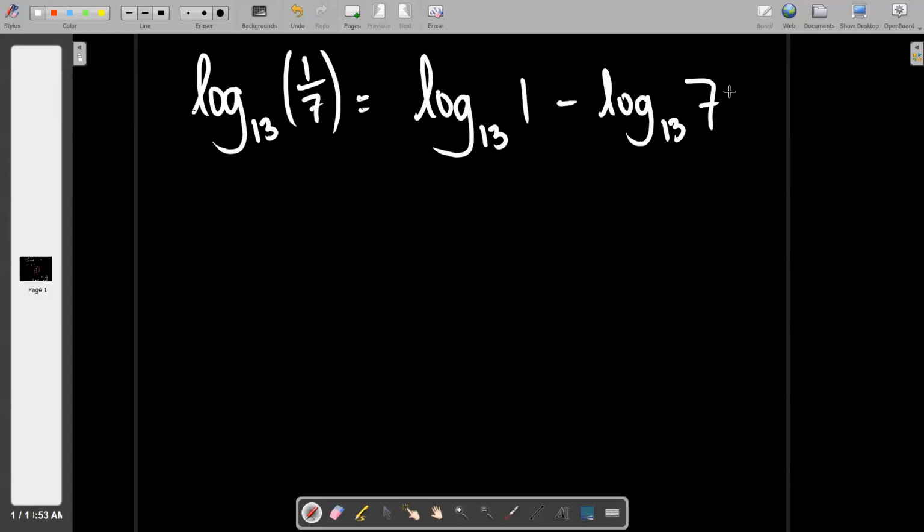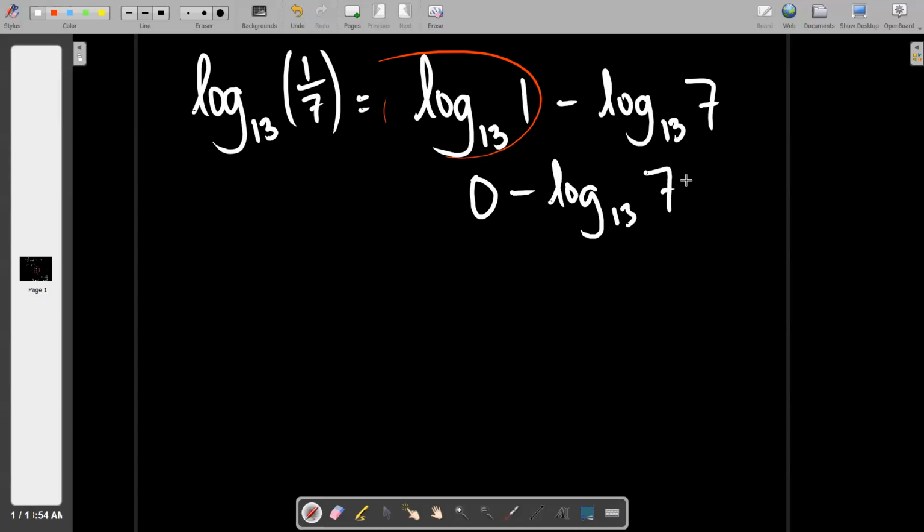This is not the final answer. Part of this is that we also have to simplify. And that means if I see math that I can do, I'm going to do it. Do you guys all know what log base 13 of 1 equals? One thing that we have in our notes is that any logarithm, I don't care what the base is, any logarithm with an argument of 0 or 1 is a 0. The answer is 0. So what this becomes now is 0 minus log base 13 of 7. Any log with an argument of 1 is 0.